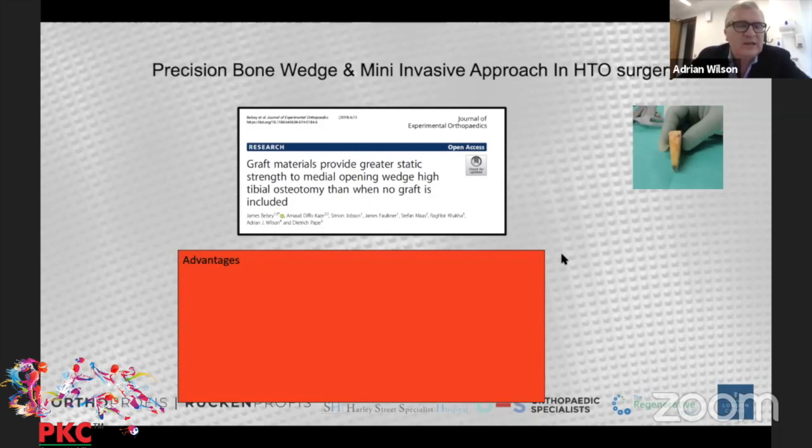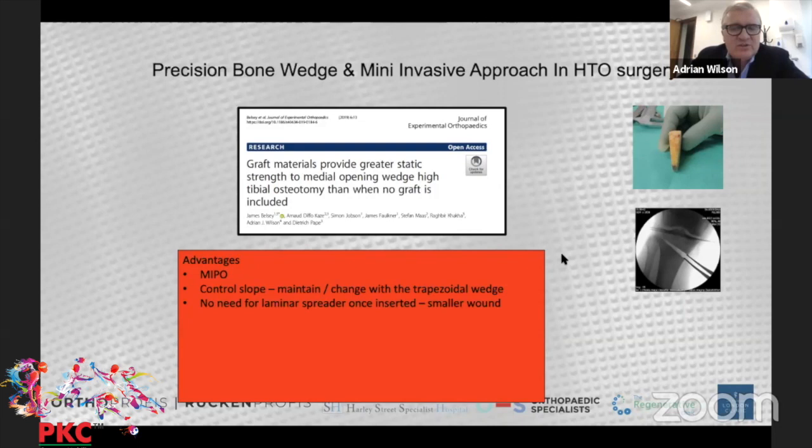It helps you be less invasive. It helps you to control and maintain the slope, either change it or maintain it by cutting the bone wedge to the shape that you want. There's no need for a laminar spreader once you've inserted the bone wedge. The operation is done, and then you can apply the plate, and it makes plate positioning much, much easier.